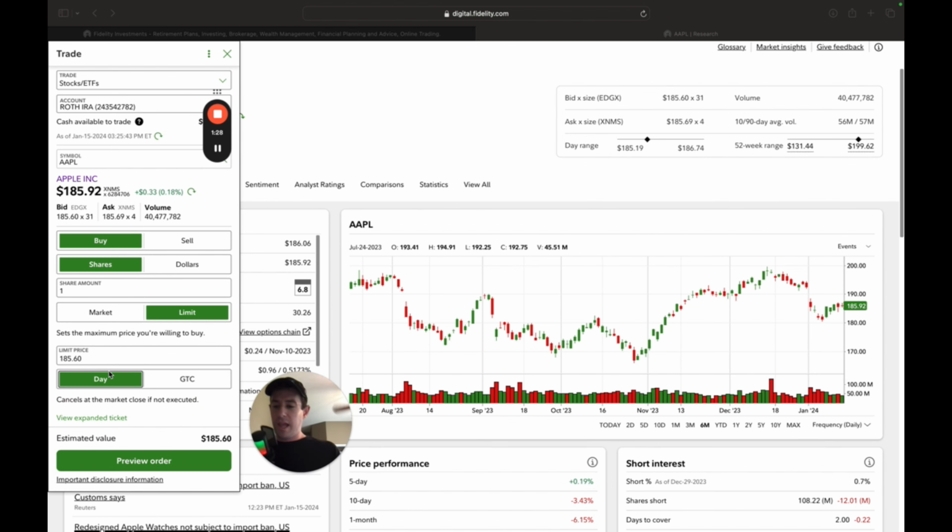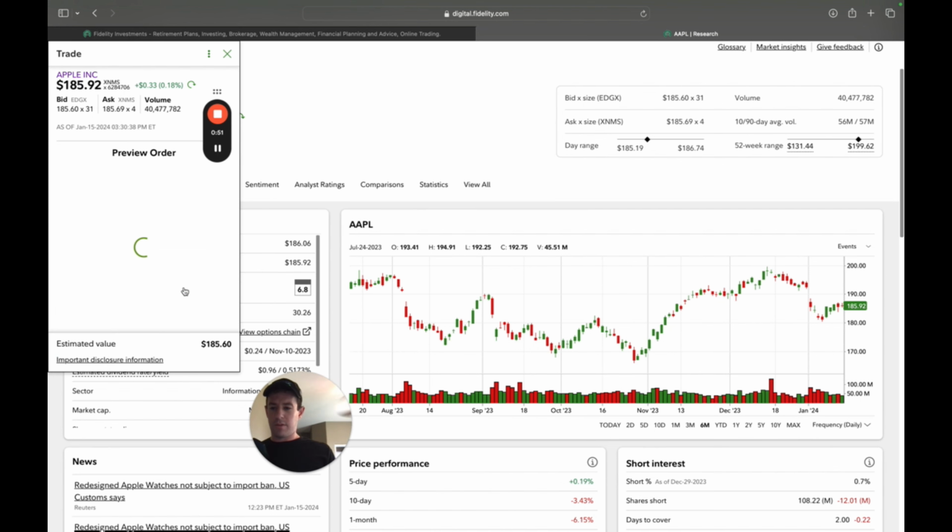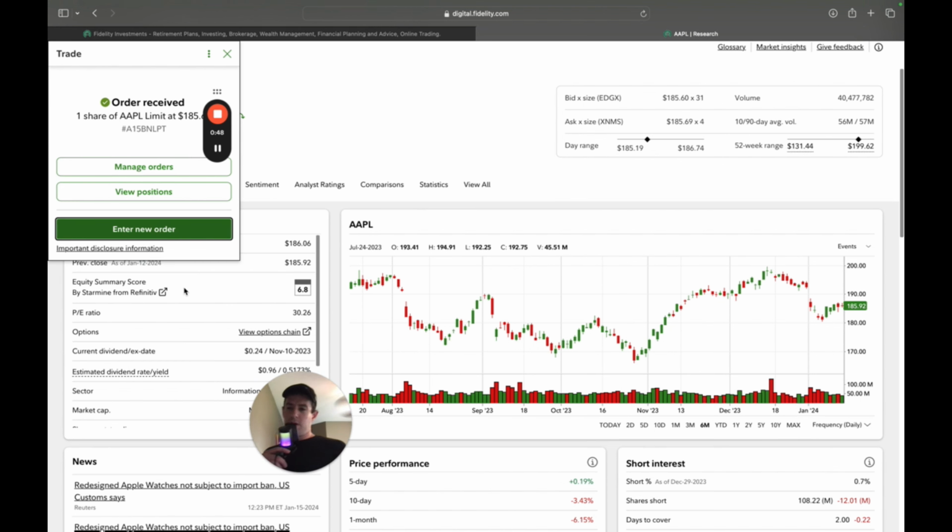Then the time in force: good till canceled, or a day order. Good till canceled, the order stays open, and a day order, I believe, is within the day, but I've got to look that one up again. I usually just do a day order, because I will usually buy it within the day. Then preview order, and then you can look at it: account, symbol, limit, time in force, and then place order. So I just made an order to buy Apple.